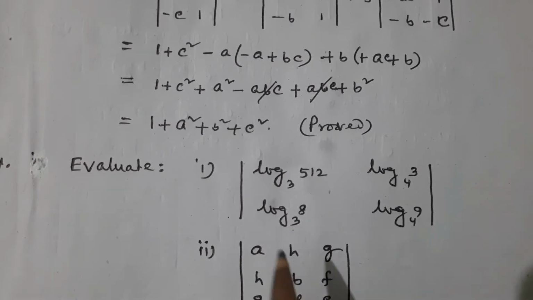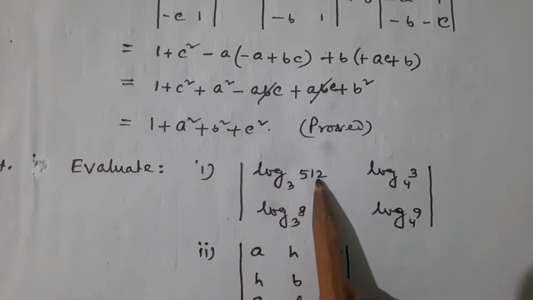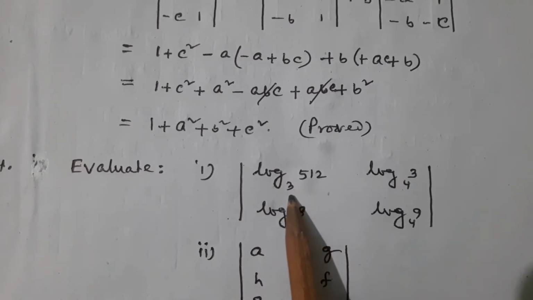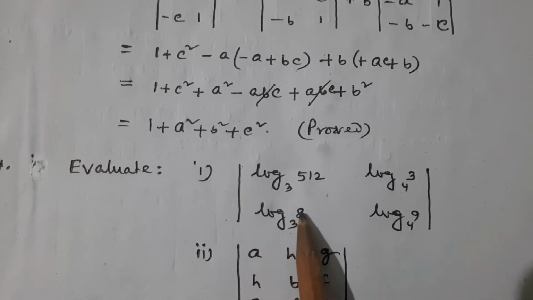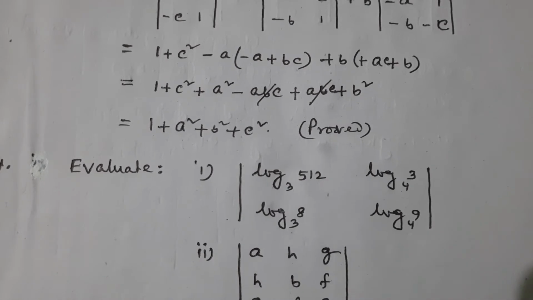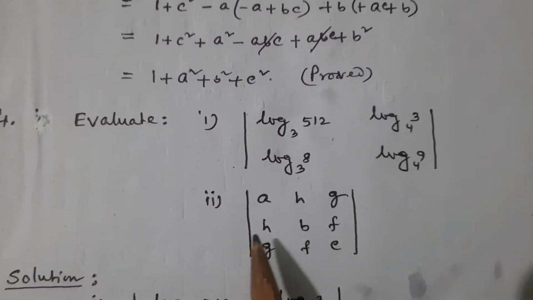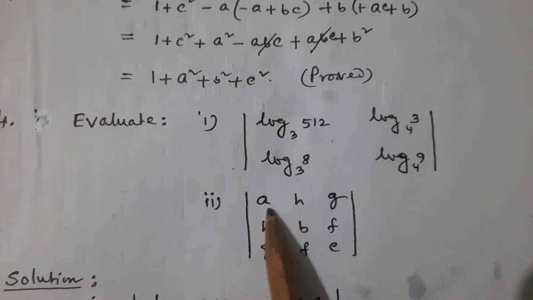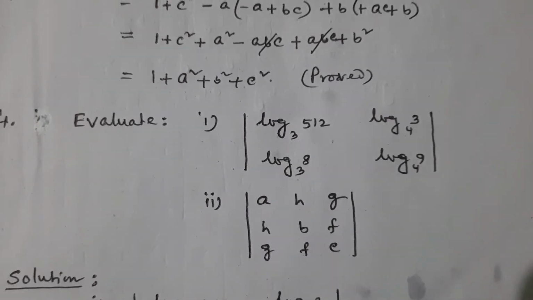Next, evaluate the determinant of log 512 to the base 3, log 3 to the base 4, log 8 to the base 3, log 9 to the base 4. And another problem is also there. Determinant of A H G, H B F, G F C. Solution.